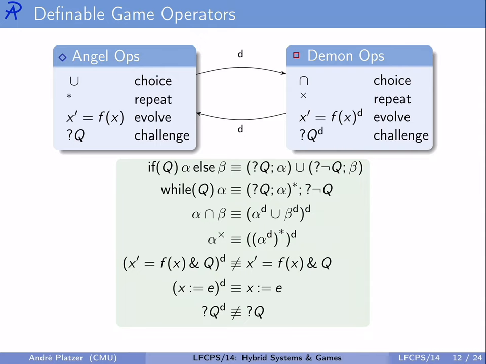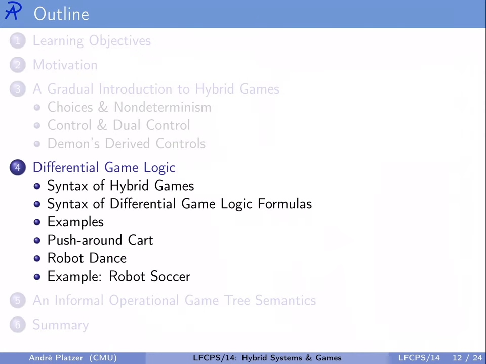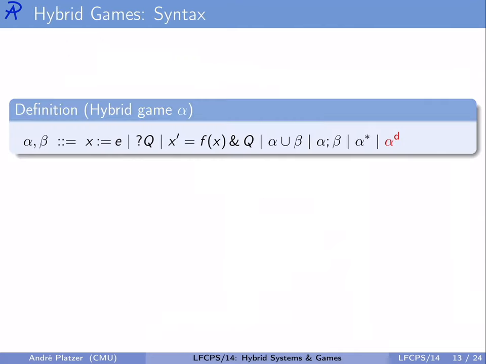Good. In other words, the takeaway message is that if only we have a duality operator, all of these choices and repetitions and ODEs and challenges for Demon are all already definable out of the ones we gave to Angel. So let's properly develop the syntax of differential game logic, starting with the syntax of hybrid games we just looked into. Here's the hybrid games language.